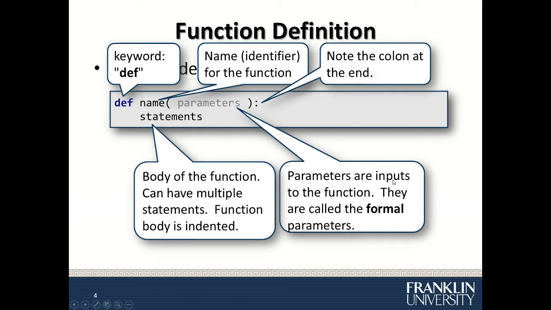One of the key things about the function definition is to note there's a colon at the end of the function definition header. We call this the function header. The colon, as you will see in Python, basically denotes the start of a block of code. That is why the function body is indented.